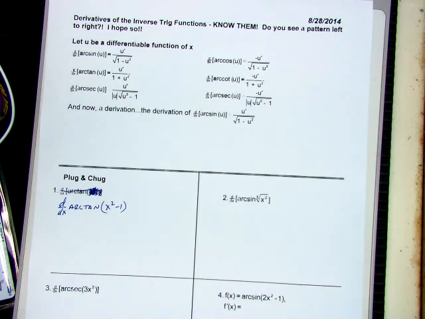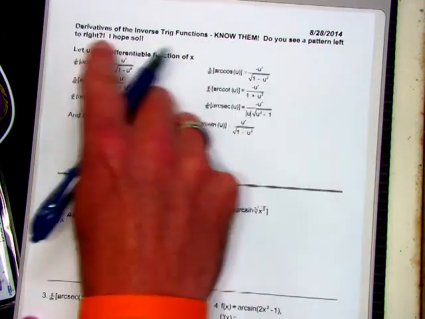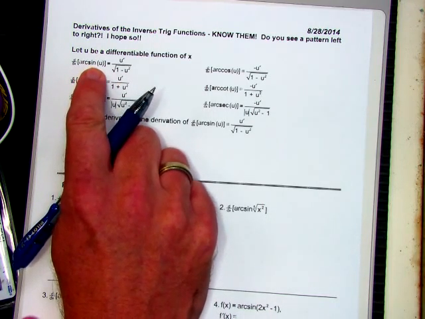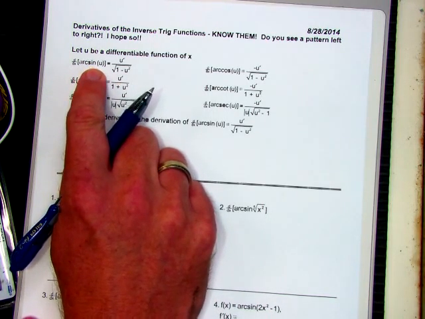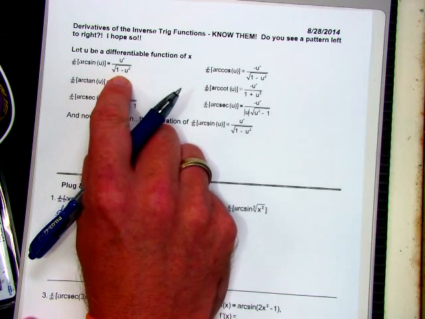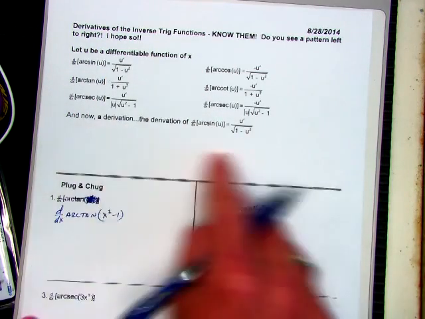Okay, so we're going to look at the derivatives of the inverse trig functions. You got to make sure you know these. And there is a pattern left and right. So if you look at the derivative of the arc sine, the derivative of that is u prime over the square root of 1 minus u squared. We're just basically giving you these. I will do one derivation later. I'll do this one in class next time.